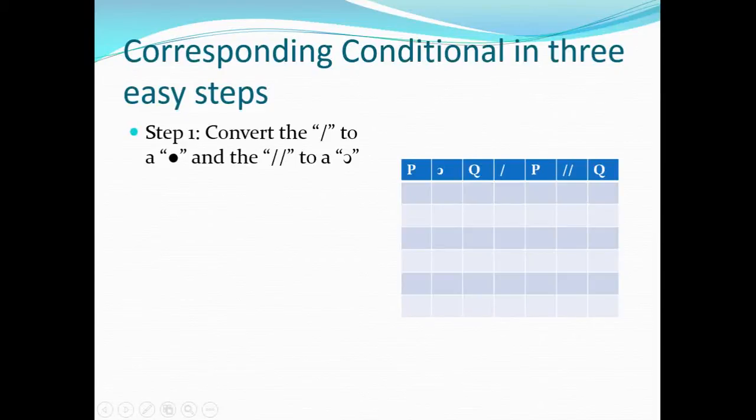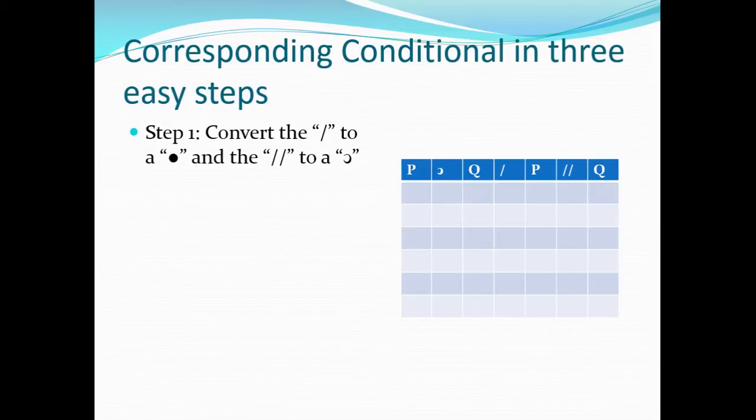Okay, today we're going to be working on the last two aspects of truth tables that we want to deal with. We're going to talk about the corresponding conditional, and then we're going to move into indirect truth tables. I think the corresponding conditional is pretty painless. The indirect truth tables take a little bit of work to get used to, but I guess it's not too bad either. Let's get started with the corresponding conditional in 3 easy steps.